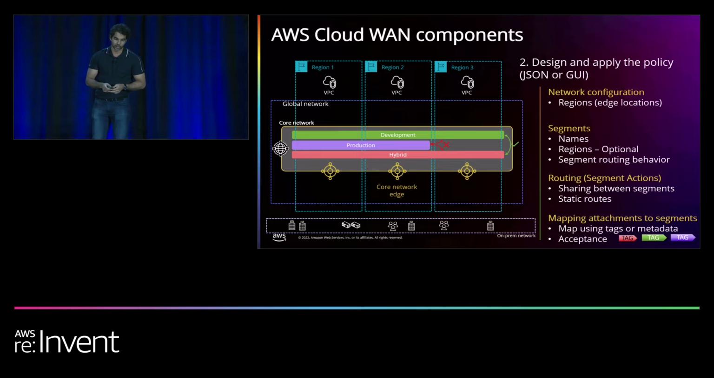And finally, through attachment policies, you can automate how your networks get associated to these segments. You can do that using tags or metadata, and we'll look at examples of how this is done later in the slides. You can also have a human verify this attachment request before the automation kicks in.